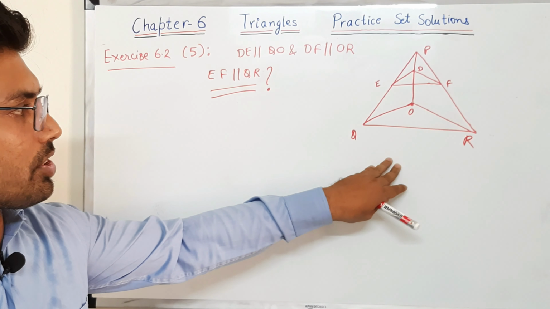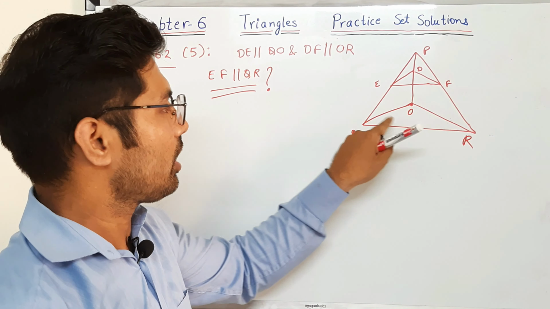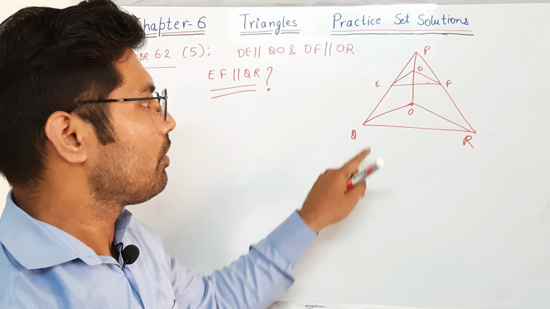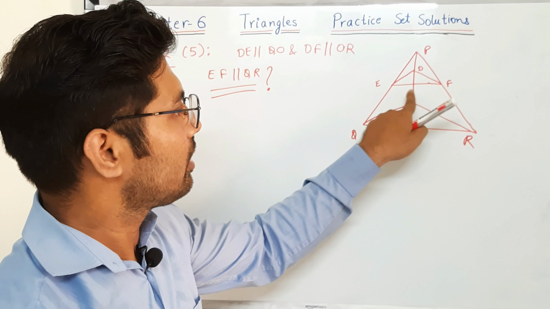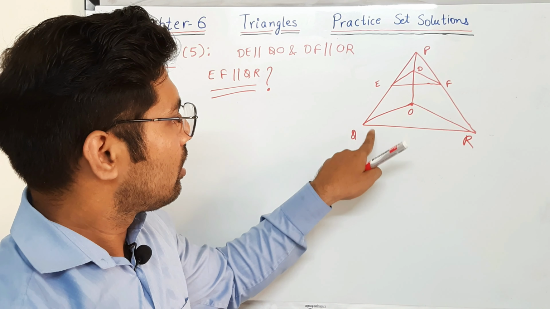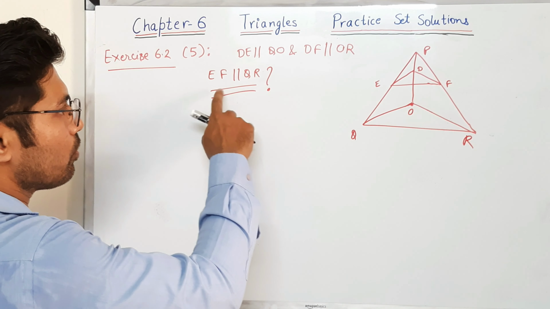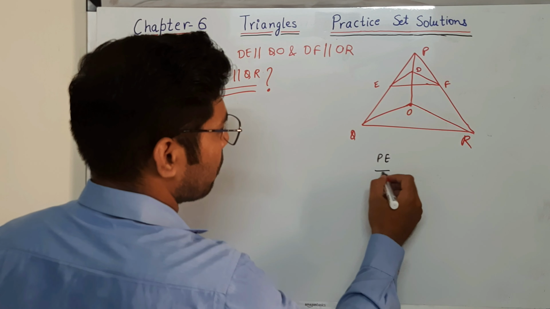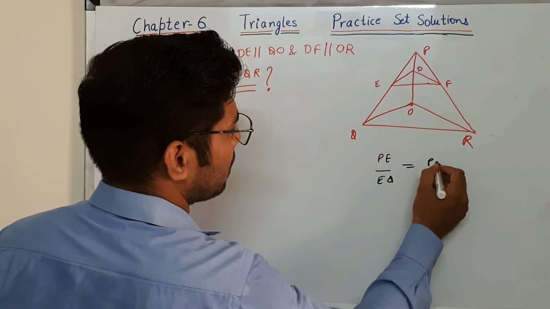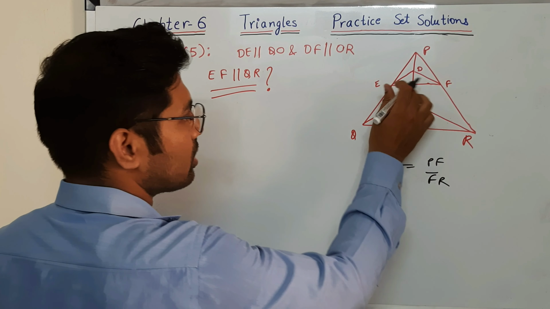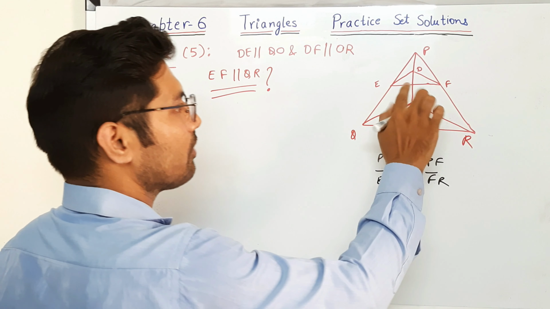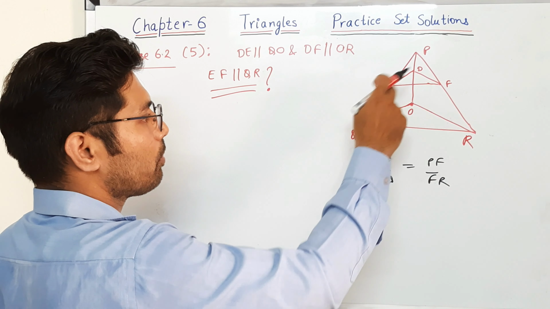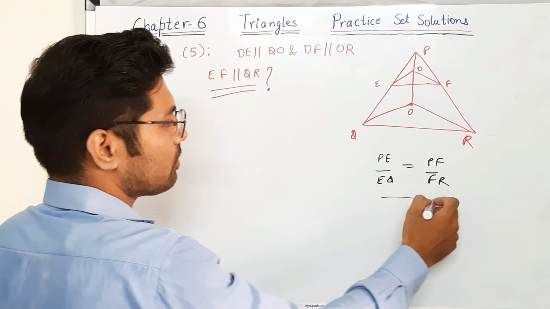Okay guys, now come to our next question, the fifth question. Here we have given this shape, a triangle PQR, and ED and DF are parallel to QO and OR respectively. Now we need to prove that EF, the line joining these points, is parallel to QR. To prove EF is parallel to QR, we need to prove PE upon EQ is equal to PF upon FR, because if a line is parallel in triangle PQR, the ratio of the segments is also the same. This we need to prove.